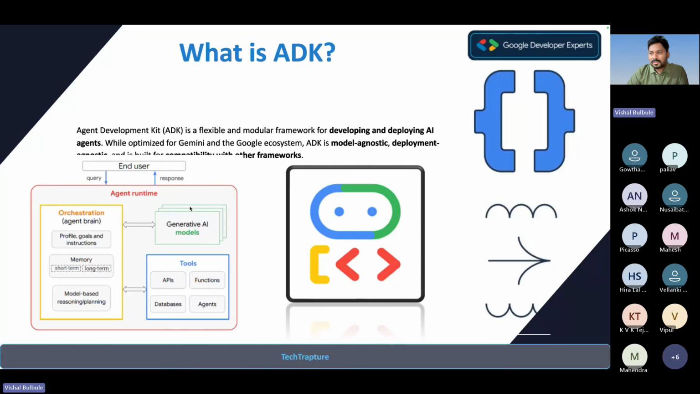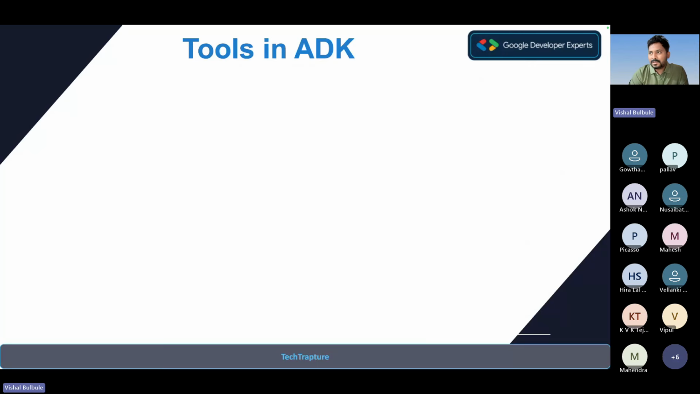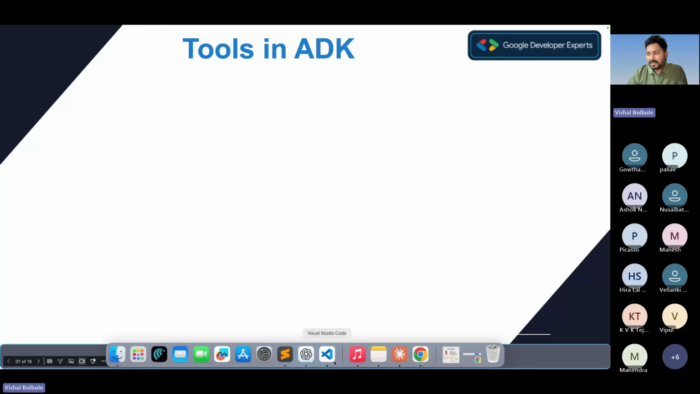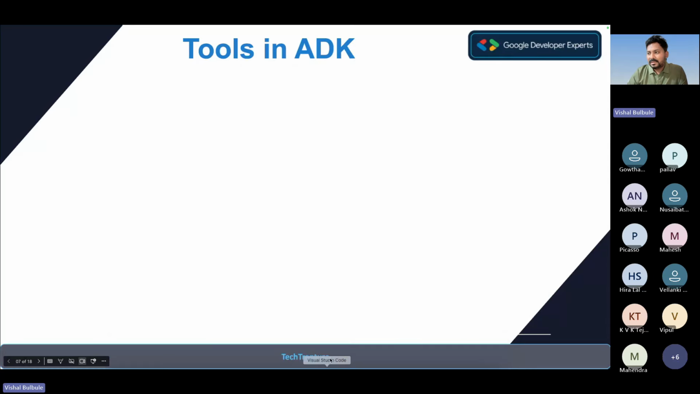And this is the whole ecosystem they provide, let's say the orchestration layer, which is the main brain. It provides memory. We will see all these things in detail, no need to complicate things now. This is the whole picture about ADK. Before going into the tools, I'll go to my VS Code and show you how we can create our first agent.